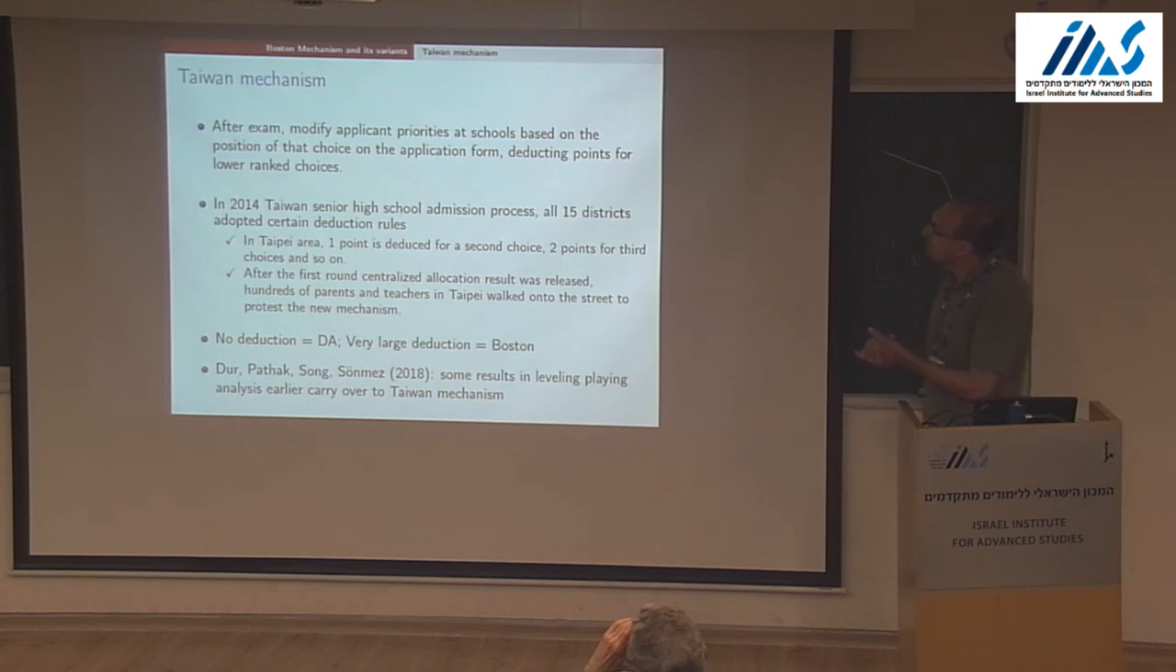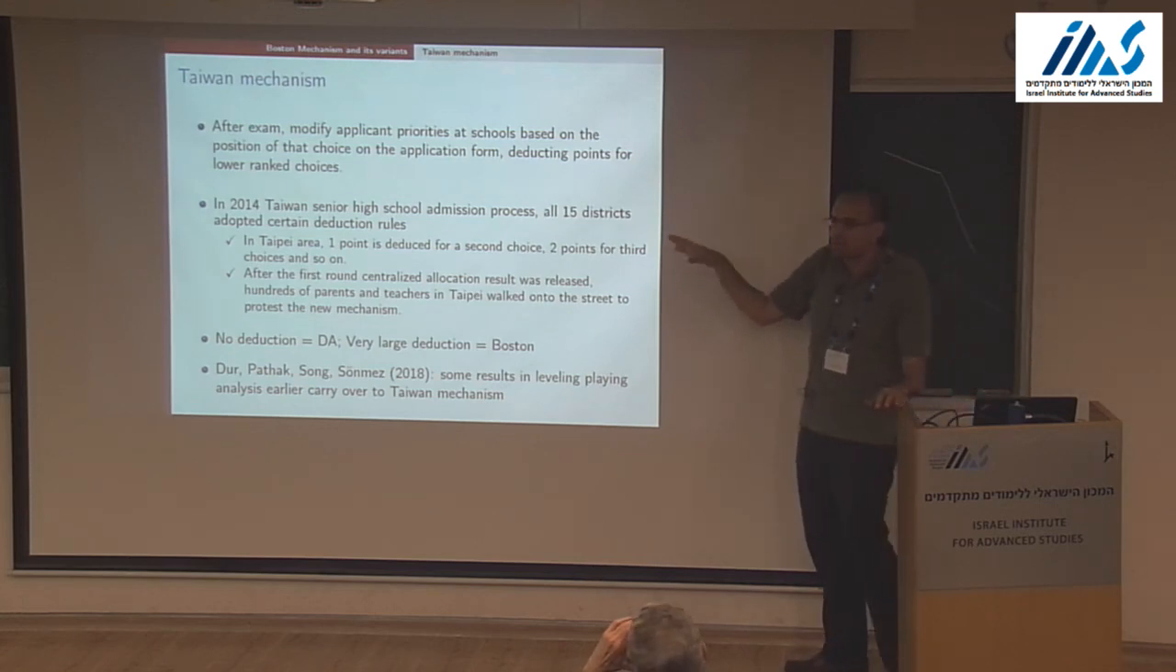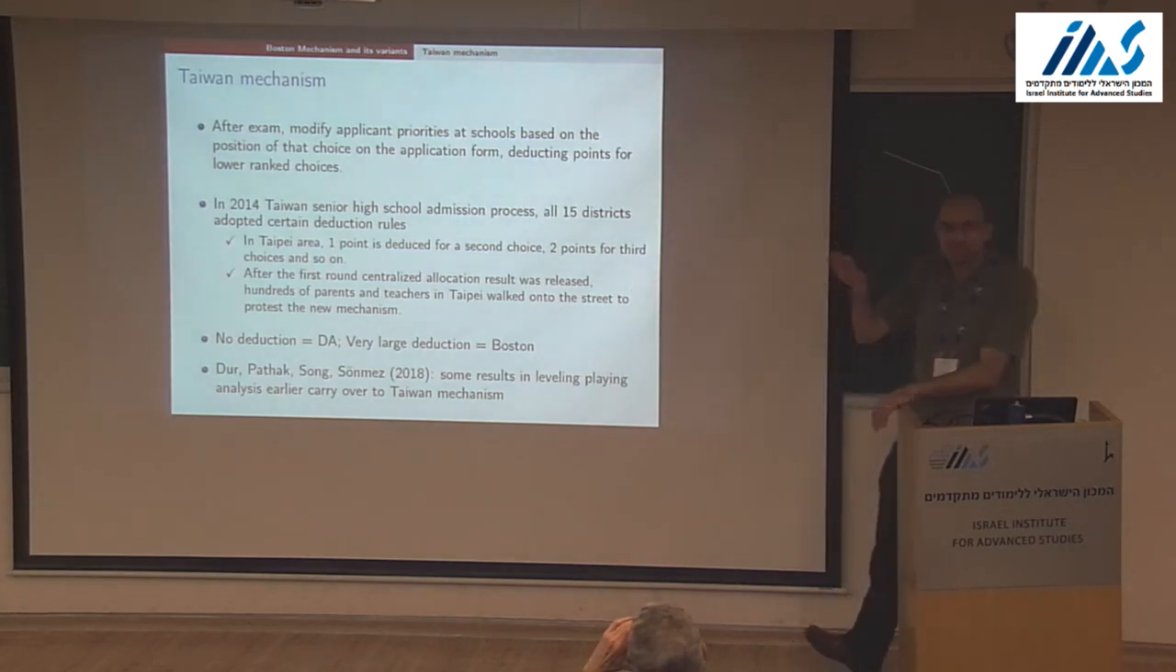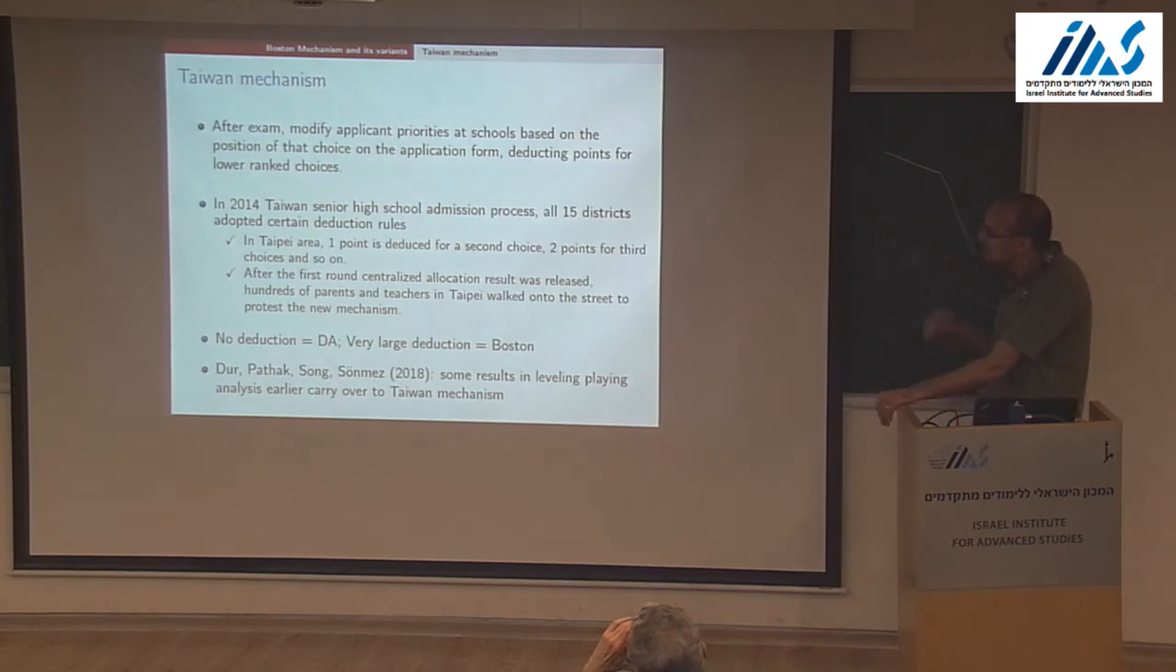You go on the websites in Taiwan. All of the 15 districts in Taiwan have different deduction rules. In Taipei, it's just a one-point reduction. So my 100 becomes 99 for my second choice. My third choice becomes 98.